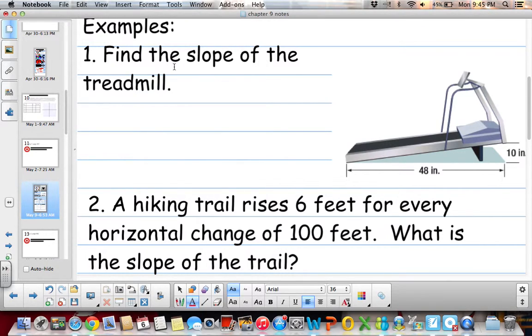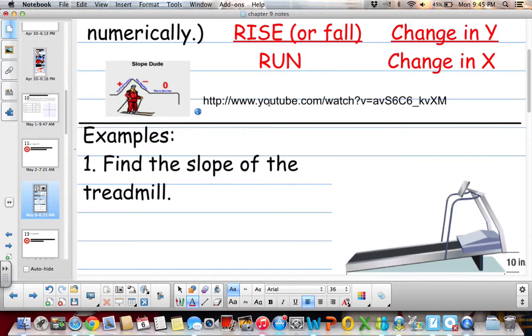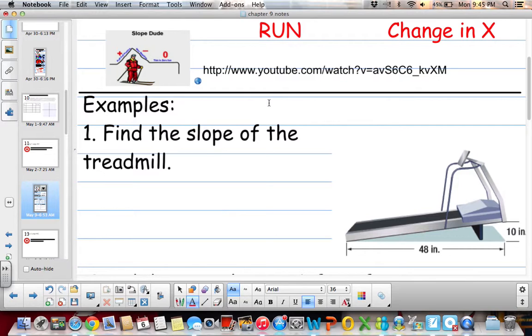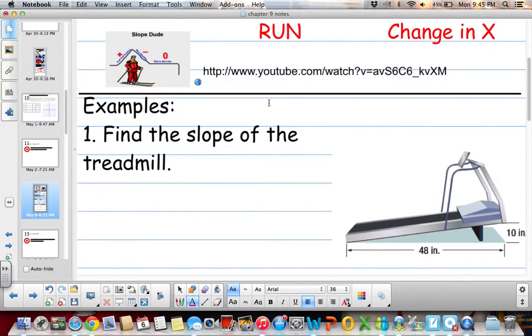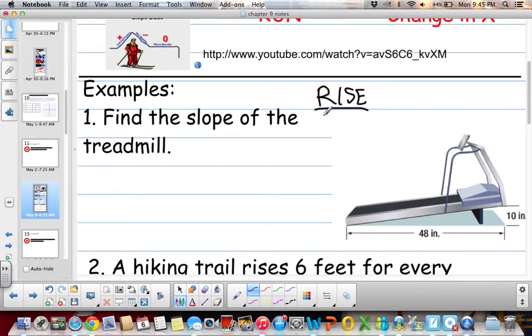So our first example, we want to find the slope of the treadmill. So remember, slope is rise over run. So how much it's going up or down over how much it's going horizontally. So our rise, okay, so I'm going to write it again. Rise over run, and you're going to probably hear this a million times in the rest of the school year maybe.